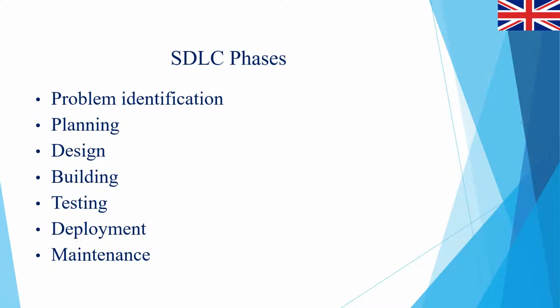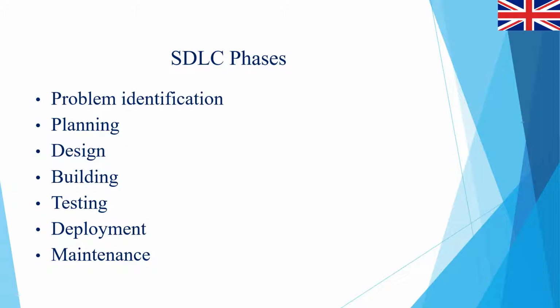SDLC phases. Number 1. Problem identification. At this step, input from all stakeholders, such as salespeople, customers, programmers, and industry experts, is sought after. Strengths and weaknesses of the present system are identified. What don't we want?